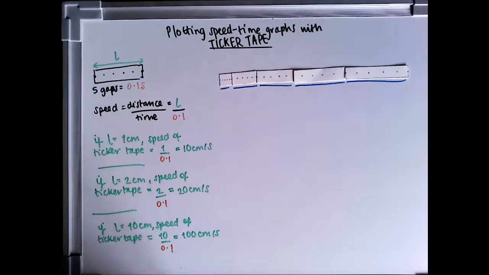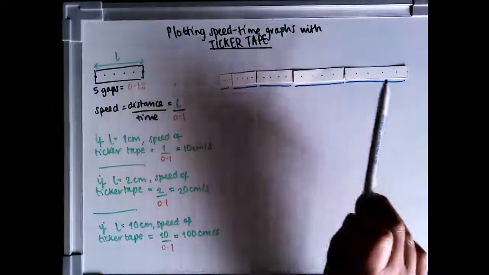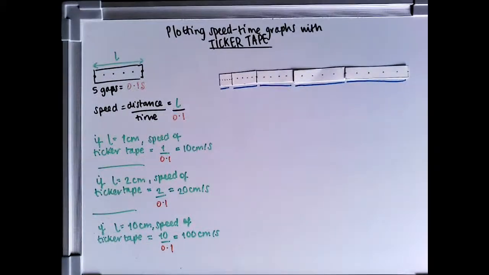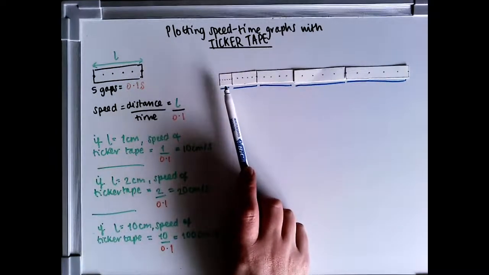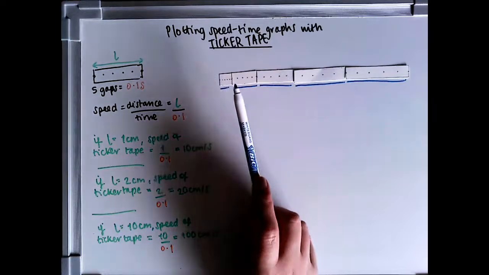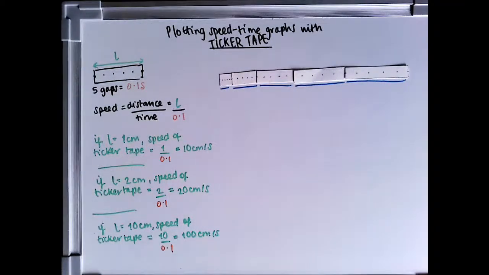I can find the speed that each section went through the ticker timer on by using my distance over time equation. Okay, so if for instance the section with 5 gaps is 1 centimetre long, my speed of my ticker tape at that point would be 1 over 0.1, would be 10 centimetres per second. If the length were 2 centimetres, let's say this one for example, it would be 2 over 0.1, giving me 20 centimetres per second. If it were 10, finally, it would be 10 over 0.1, and that would mean that the ticker tape went through at 100 centimetres per second.